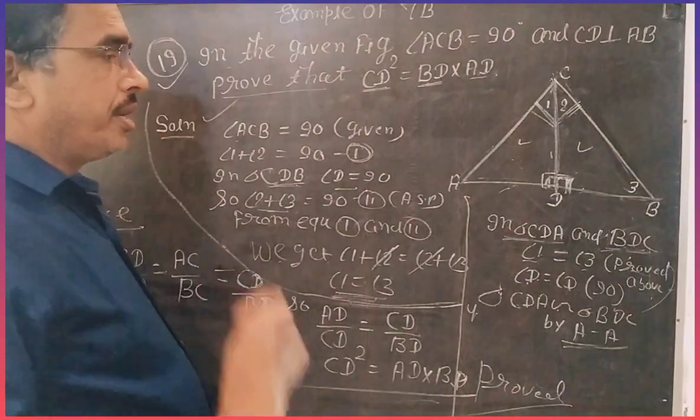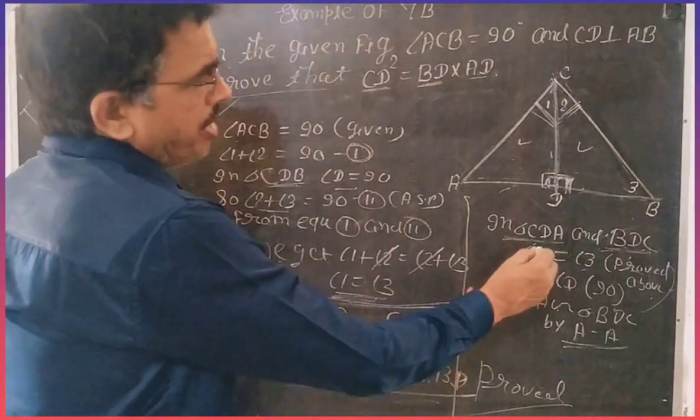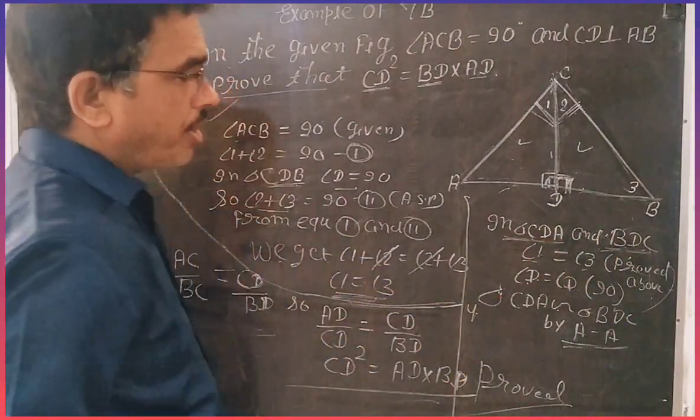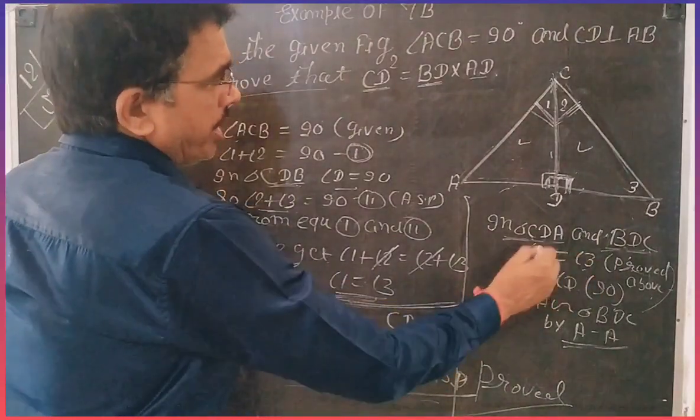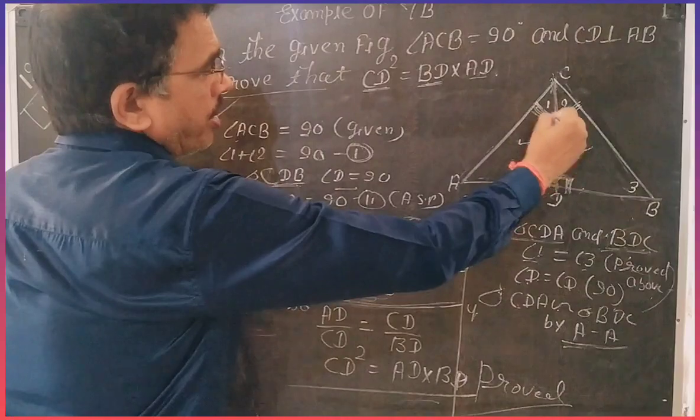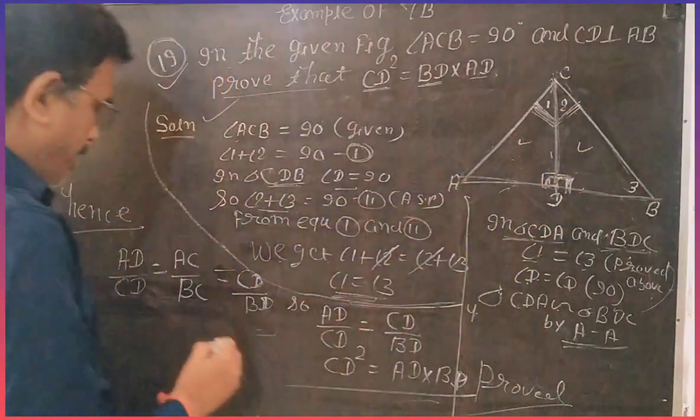Now find the relation between these two triangles by the ratio of the proportion of their sides. How do you find it? 1 is equal to 3. What is the opposite side of 1? It is AD. So we write that, AD.